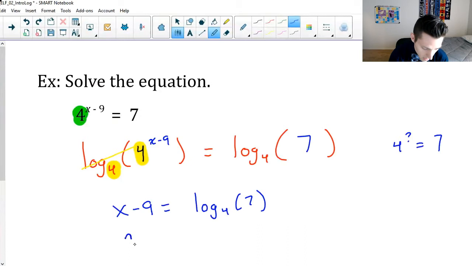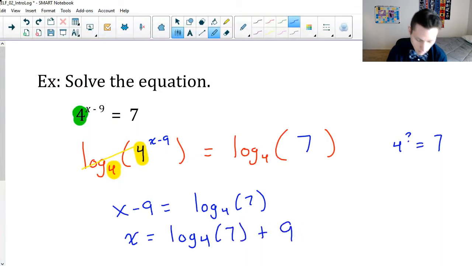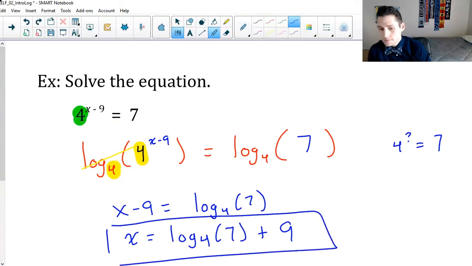Solve for x, so I'll add 9 to both sides. And that will be my final answer. Make sure you don't, the 9, we can't actually add the 9 to anything. Sometimes people try to add the 7 plus 9 to make 16, like log base 4 of 16. No, that's not how it works. The 7 is trapped inside of the logarithm, so we cannot combine that with the 9 in any way. So this is our final answer, and that's okay.